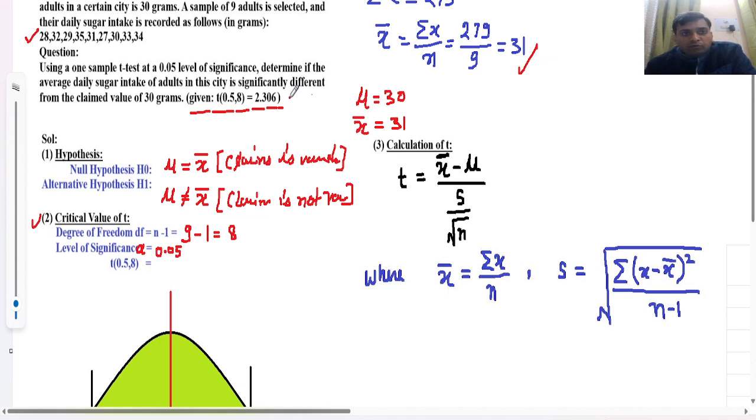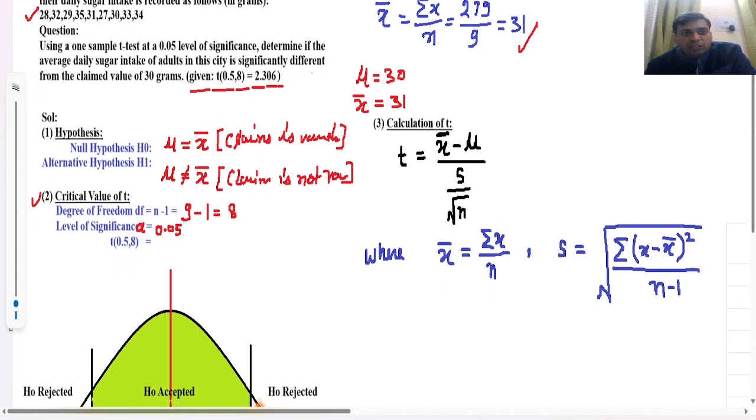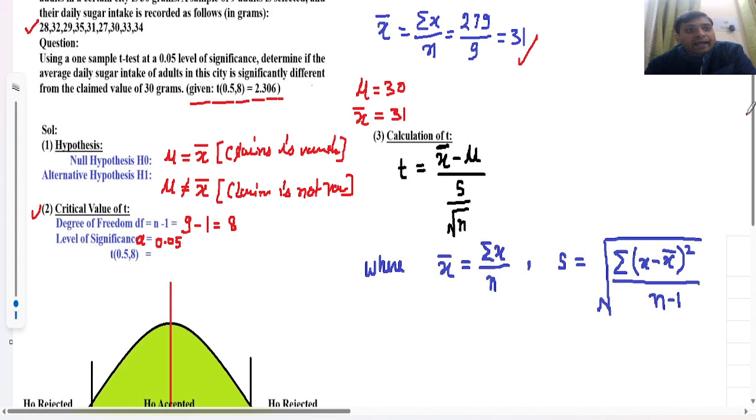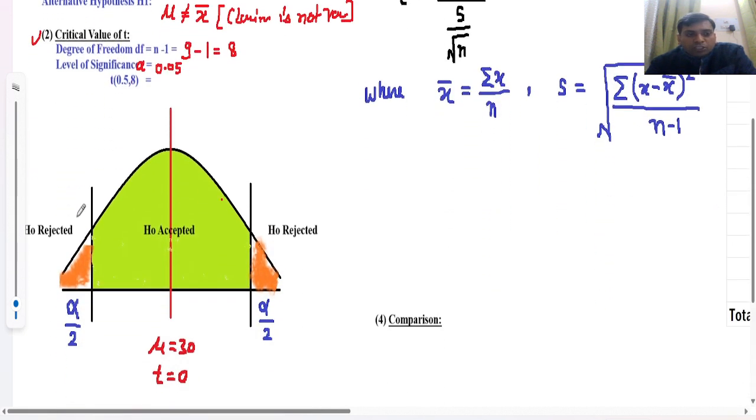Now before seeing this value, we need to identify whether this is a two-tailed case or a one-tailed case. Two-tailed and one-tailed means we are talking about the average 30. So average 30 is the population mean. We are writing it in the middle of this graph. This is a normal distribution graph. So this mu equals 30. This is the population mean.